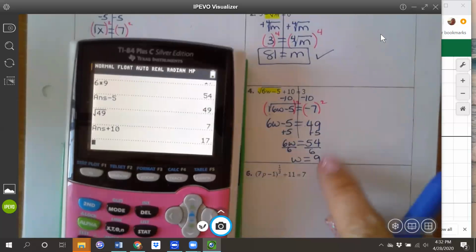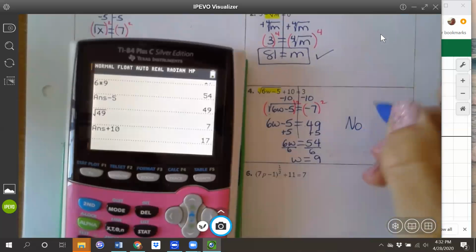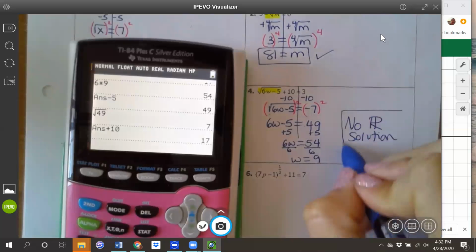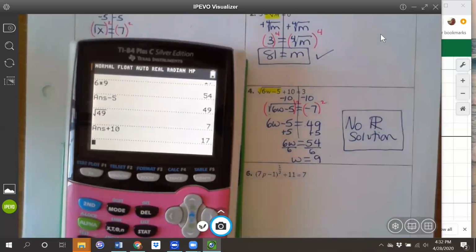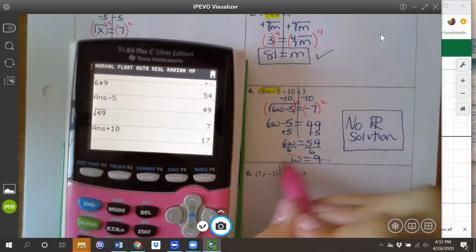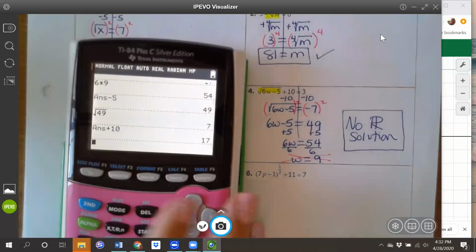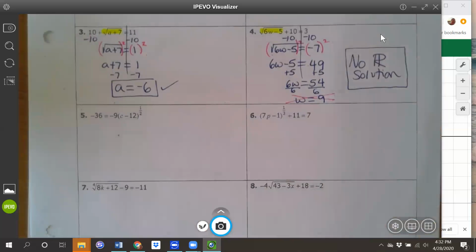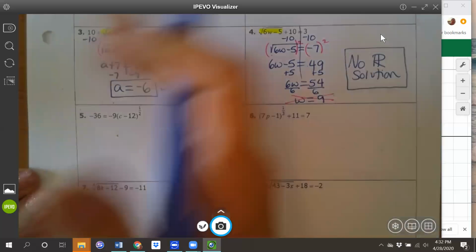What does that mean about 9? It means that that is not a good answer. That means that that is a false answer, so there is no real solution to this problem. There is no real solution. When I checked this, 9 was not an answer. Now, if you are in the habit of just getting an answer and moving on, 9 is beautiful. Why would you think that that was a false answer? It's so important that you are checking all of your answers.